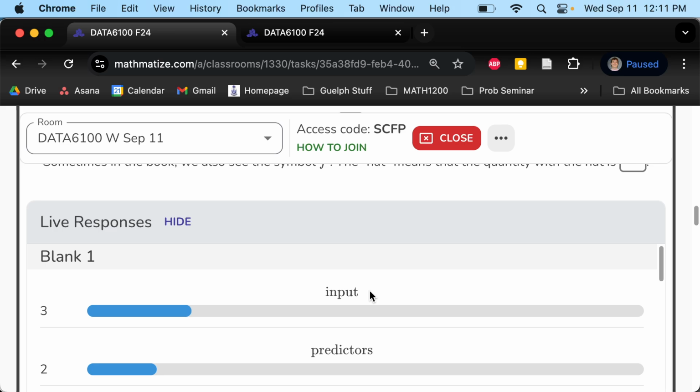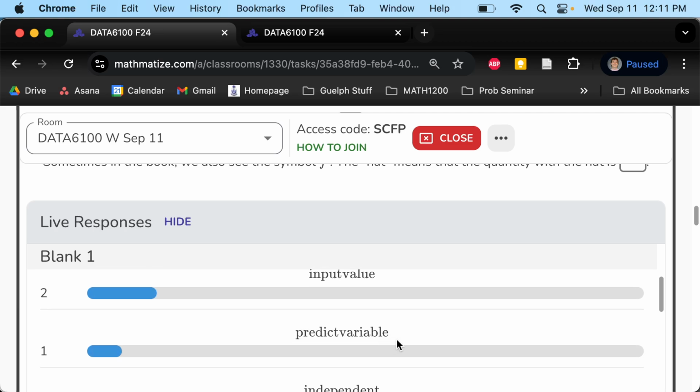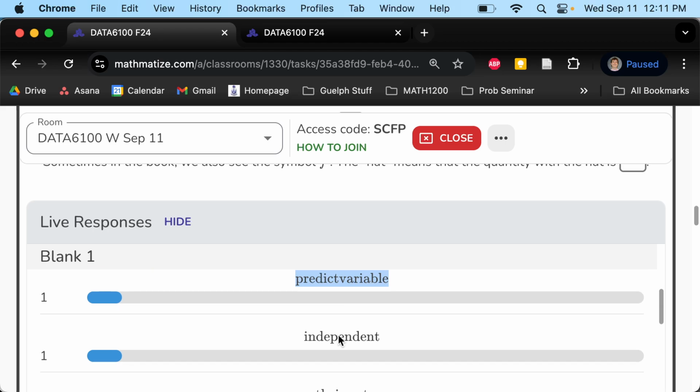The input, 3 people chose the input. That is how I would think about it as well. The predictors, this is also very common. These are both absolutely correct. The input value, the predict variable. This one, you should be careful because if you say predict variable, you probably mean predictors, the things that are being used to predict. But it's a little ambiguous and it might sound like it's the thing you're trying to predict, which is not X. So just be careful if you say predict variable. I think it's a little under-specified.